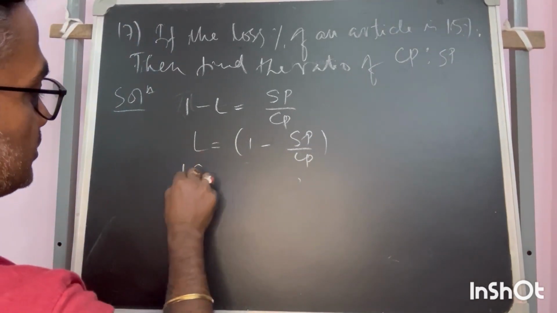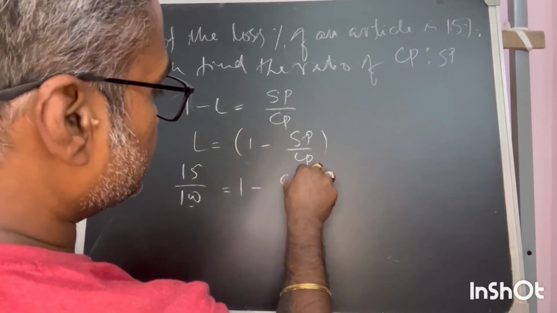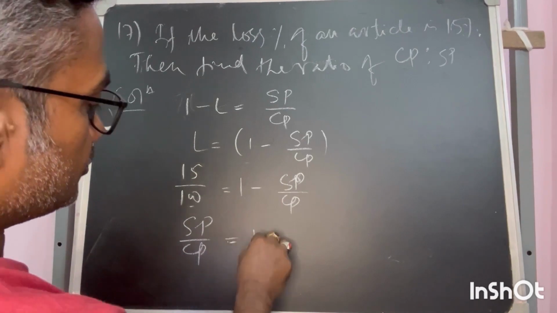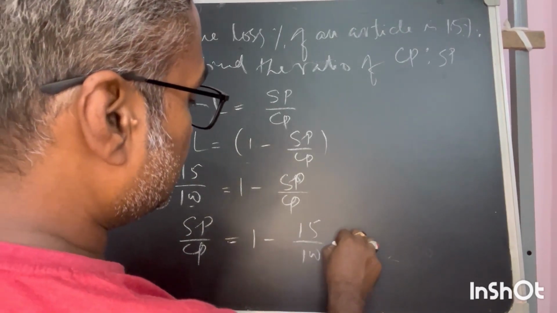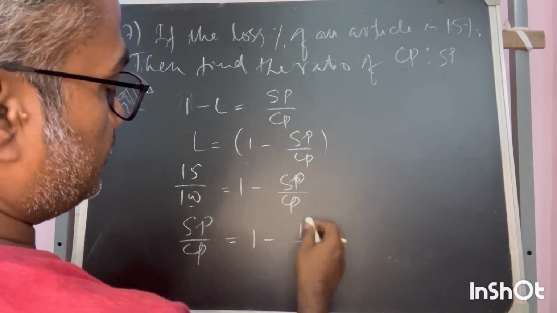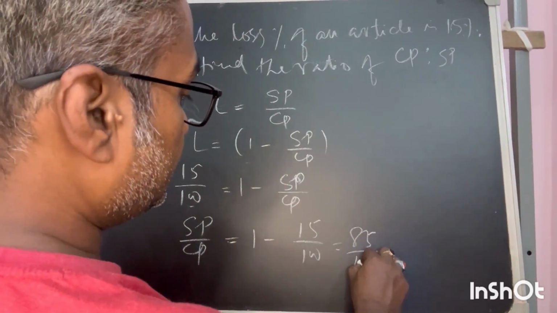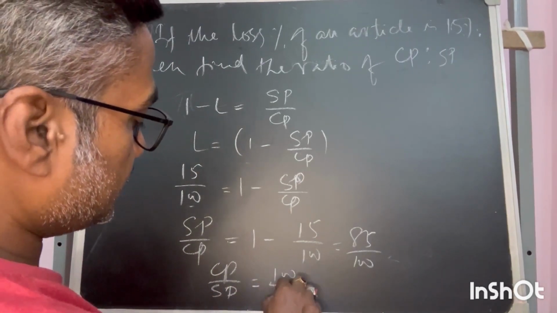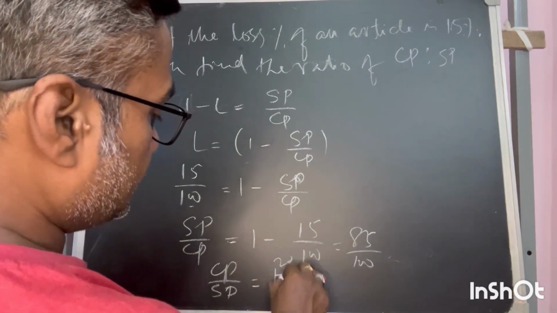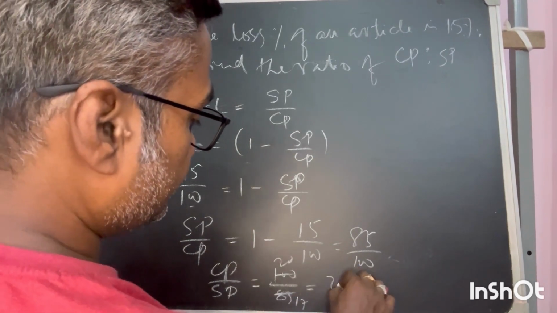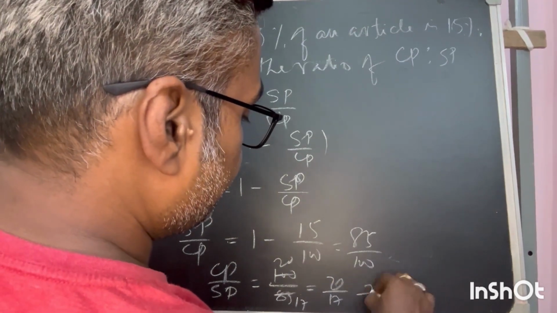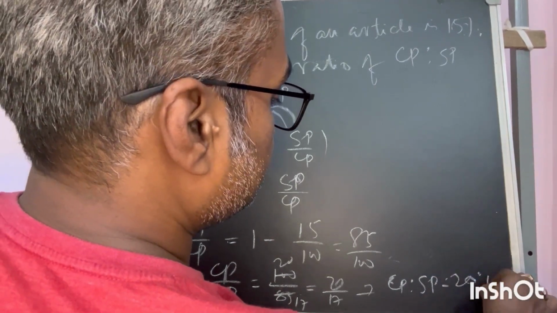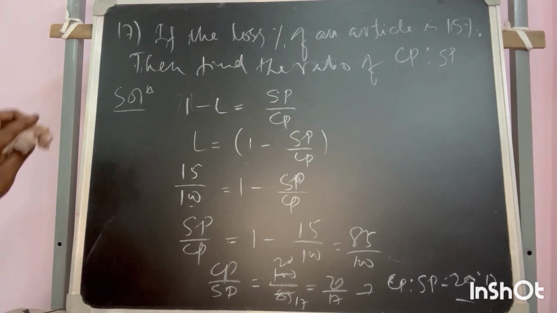Now 15% means 15 upon 100. So SP by CP is equal to 1 minus 15 upon 100, which is equal to 85 by 100. Now we need CP by SP, which is equal to 100 by 85. Dividing by 5, it will be 20 by 17. That means CP is to SP is equal to 20 is to 17. Now you see this is greater than 1.